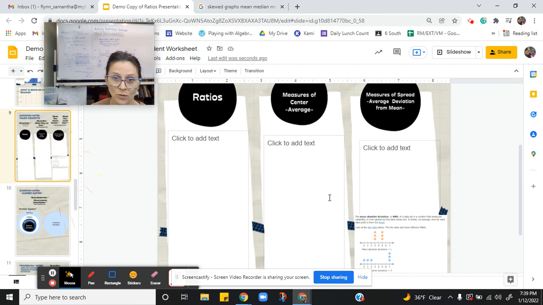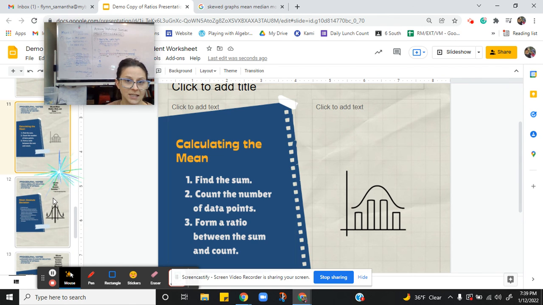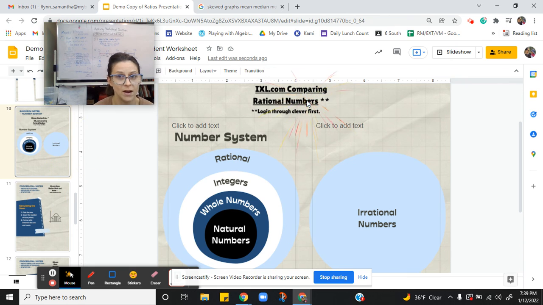And take some notes about ratios, measures of center, measures of spread. To get to these links for IXL, just jump onto the PDF, or you can get into IXL and just search up those sort of keywords.